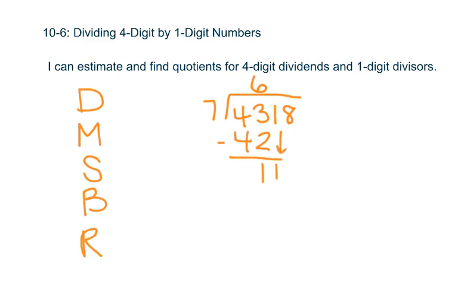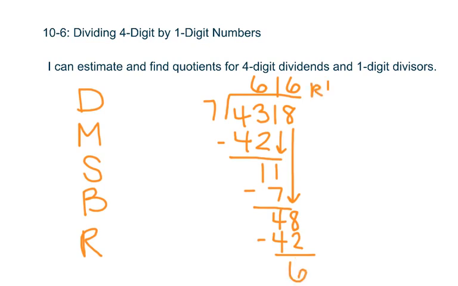Next, I'm going to ask myself, how many times does 7 fit into 11? It fits in once. 1 times 7 is 7. Then I subtract. 11 minus 7 is 4. And finally, I bring down the 8. Notice it's helpful if I draw in the arrow so I can keep track of each digit more carefully. Now I'm going to ask myself, how many times does 7 fit into 48? 7 fits into 48 6 times. 6 times 7 is 42. I subtract and I have a remainder of 6.